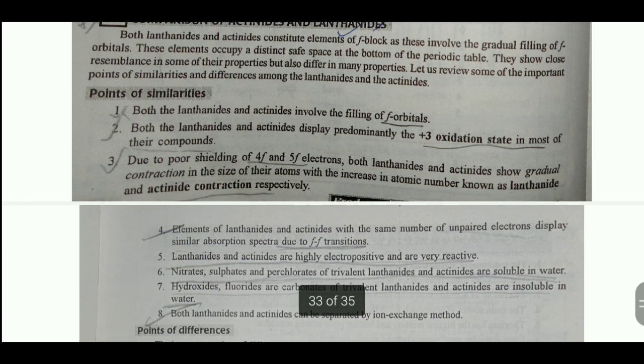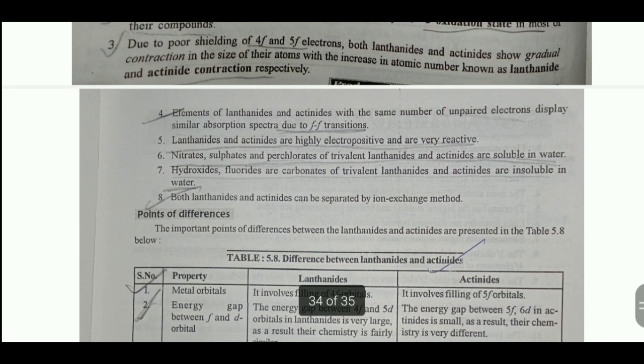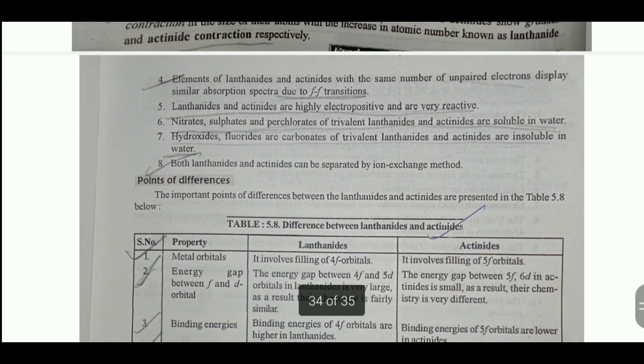Points of similarities. First, both the lanthanides and actinides involve the filling of the f orbital. Second, both display predominantly the +3 oxidation state in most of their compounds. Third, due to poor shielding of 4f and 5f electrons, both lanthanides and actinides show gradual contraction in the size of their atoms with the increase in atomic number, known as lanthanide and actinide contraction respectively. Fourth, elements of lanthanides and actinides with the same number of unpaired electrons display similar absorption spectra due to f-f transition. Fifth, lanthanides and actinides are highly electropositive and are very reactive.